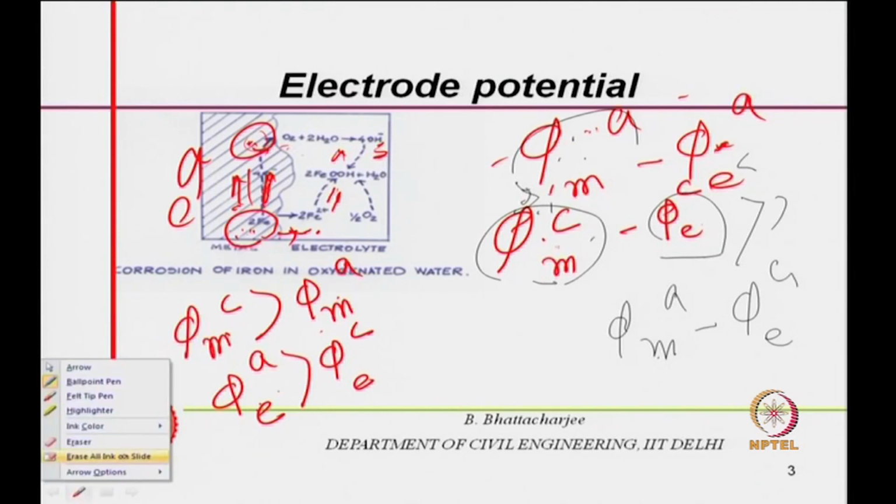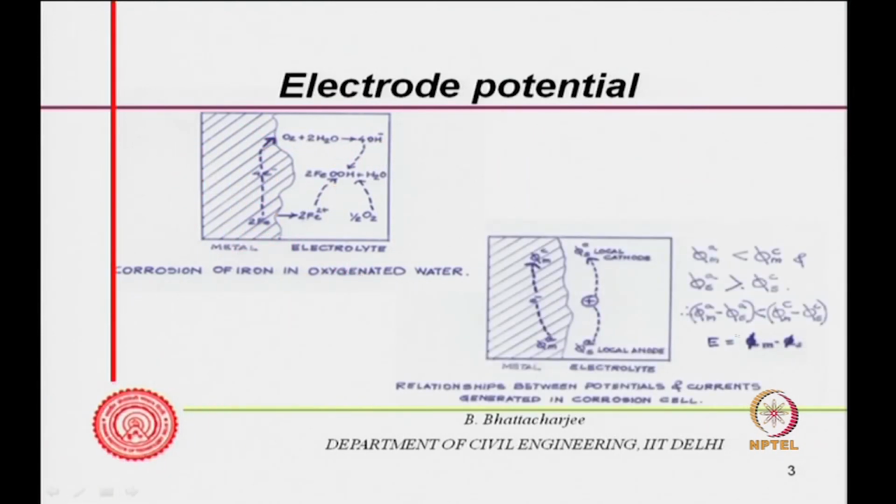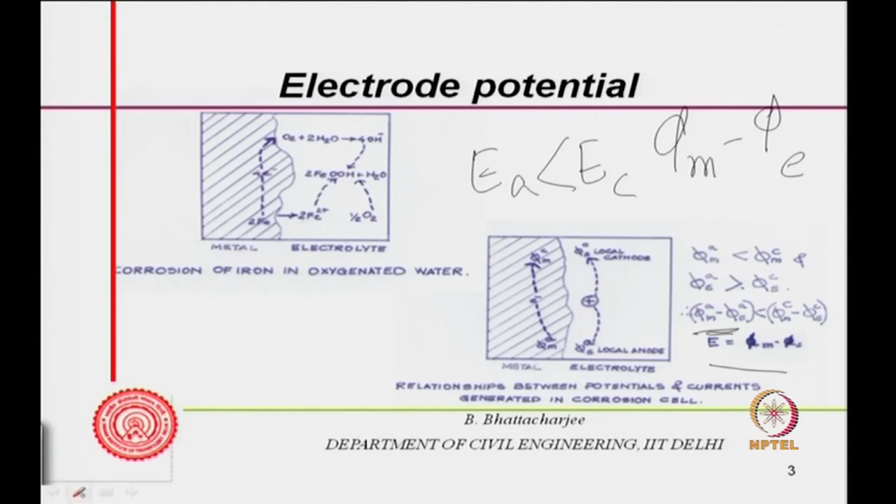That is what we are trying to say, and we define this as electrode potential. So, what is electrode potential? Phi m minus phi E, that is electrode potential, and we have seen that E a is less than E c, because that is shown by this expression.